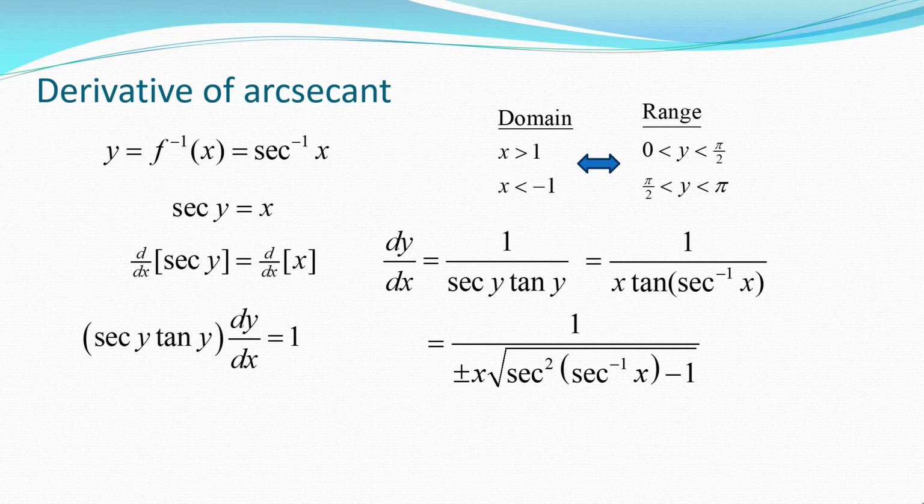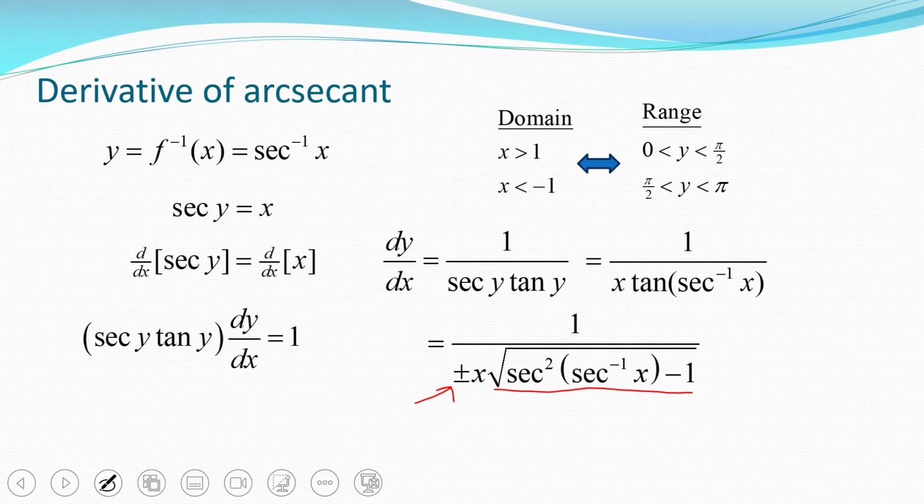Now, part of this is really easy. This part right here is simple. Because the secant of the inverse secant of x, that's just x. So that's really just saying the square root of x squared minus 1. It's this plus or minus that's up front that I've got to figure out what's going on.